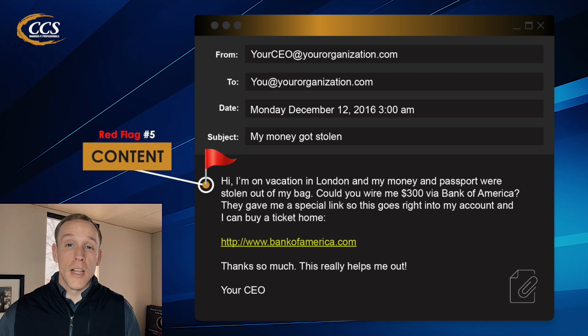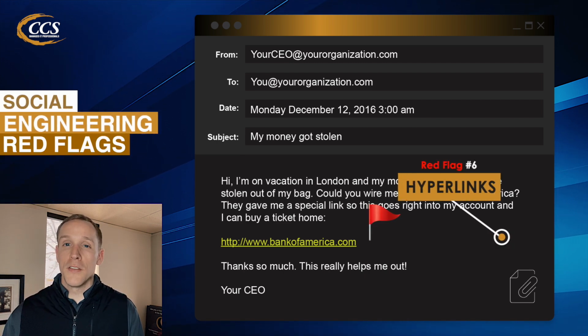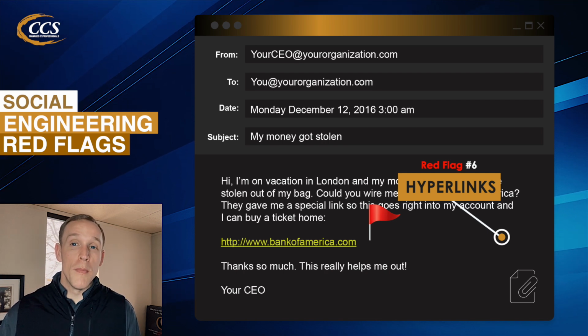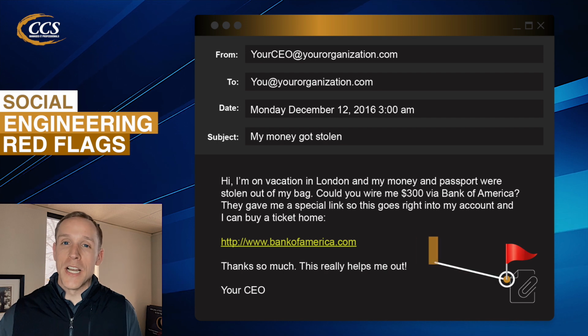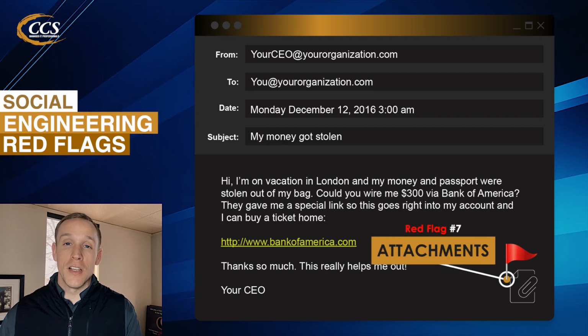From there, you're going to want to look at hyperlinks. Hyperlinks are a big component where they're trying to entice you to click on things. Those are always a no-no. Clicking on links in emails from people you don't know, and also the attachments. The attachments are another big red flag. Clicking on those is just as dangerous as clicking those hyperlinks.